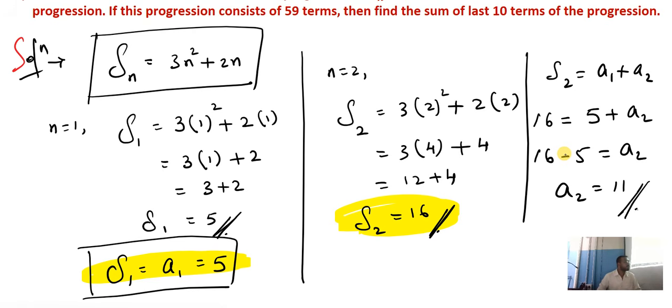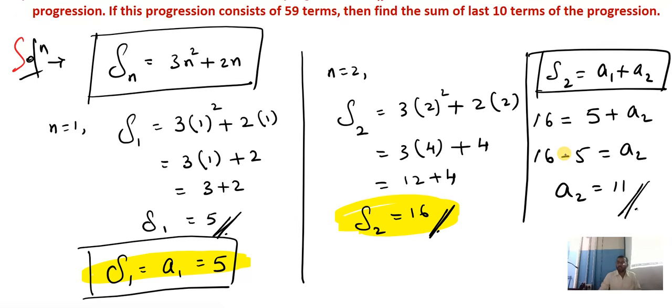Yes, S1 is A1. S2 is A1 plus A2, the sum of two terms. S2 means A1 plus A2. If you add two terms, it is S2. Add three terms, S3. Clear? By using this S2 condition, we are finding A2. Okay, from here we have got the first term and second term. Clear? Understood till here?